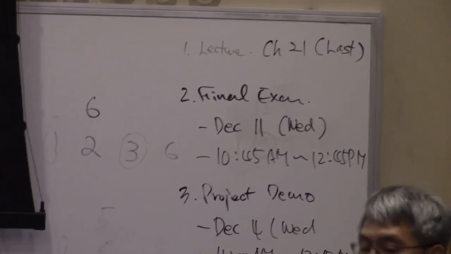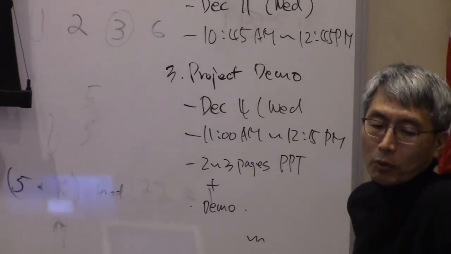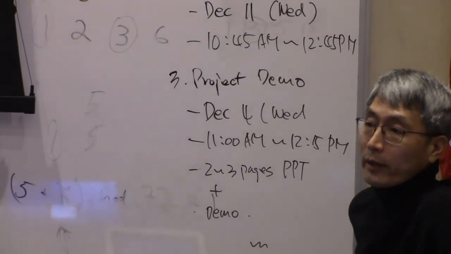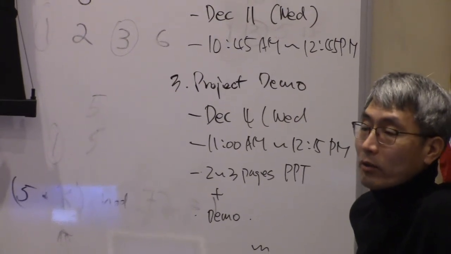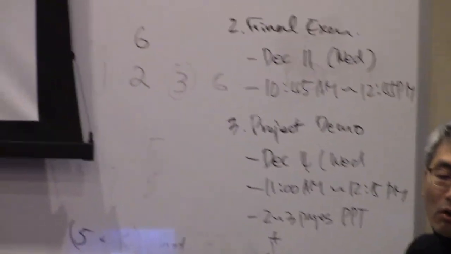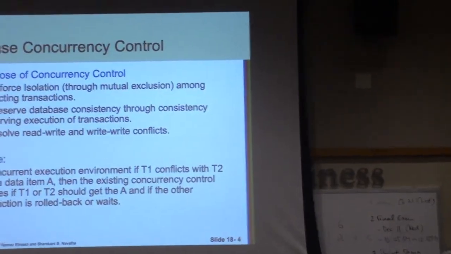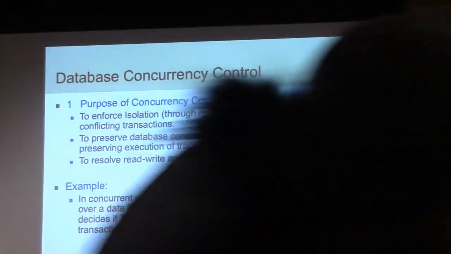So today, I don't think we can cover the entire part of chapter 21 for concurrency control. I'd like to introduce what concurrency control is and how we can keep concurrency in the relational database management system, which is based on the transaction management that we discussed last time.